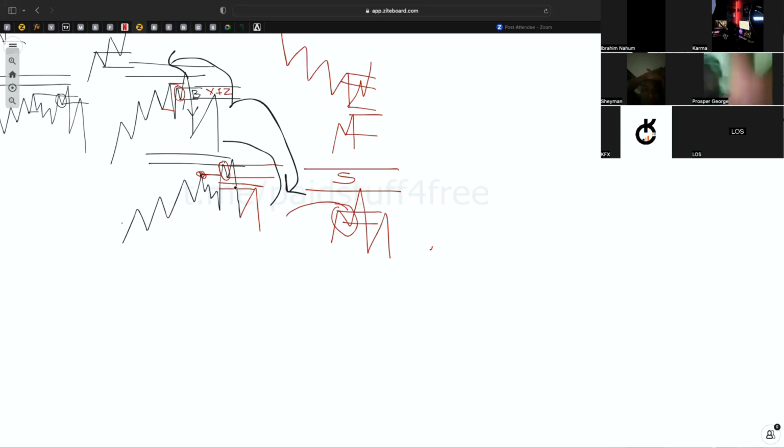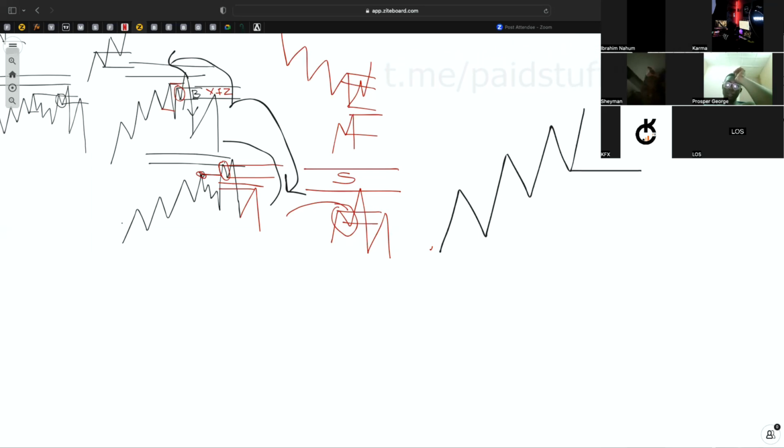Now, using this concept, I want to show you something. Let's say we have high, low, high, low, high, low, high. Then the market wants to break structure. Listen attentively, guys. There are two types of break of structure that you would have. You have one like this, A, B, and C.